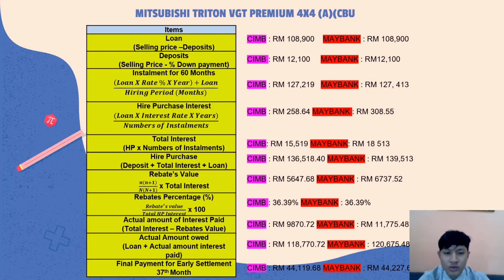And then next is actual amount of interest paid, which is the total interest minus rebates value. So CIMB bank gives 9,870 ringgit and 72 cents, while Maybank gives 11,775 ringgit and 48 cents. The difference between these two banks is 1,904 ringgit and 76 cents.